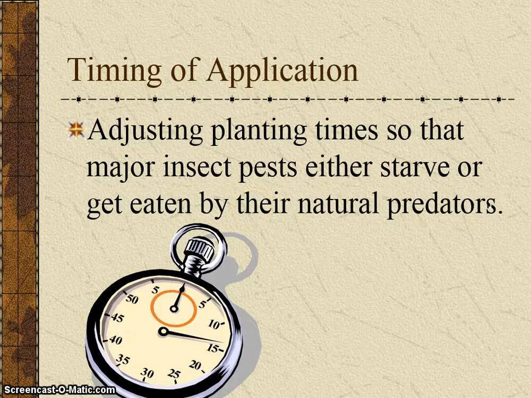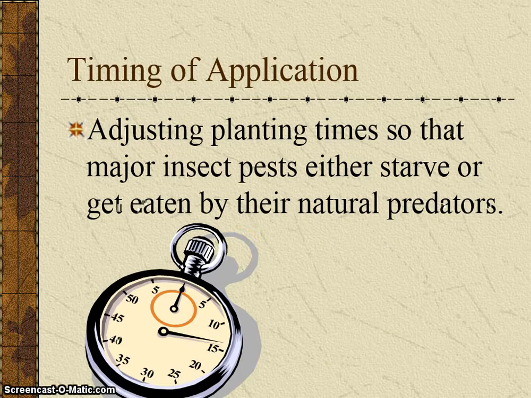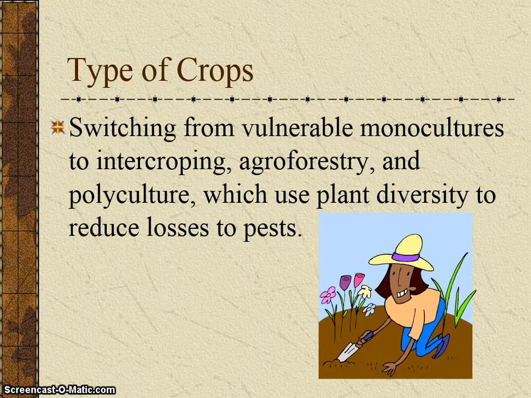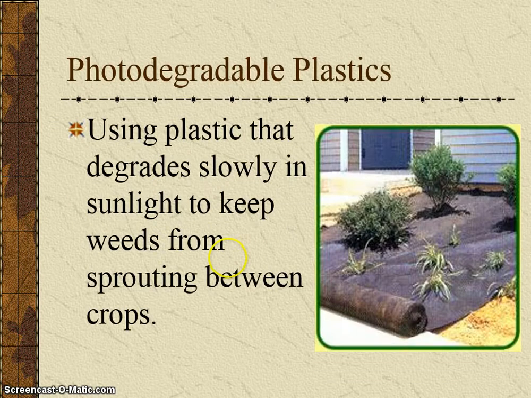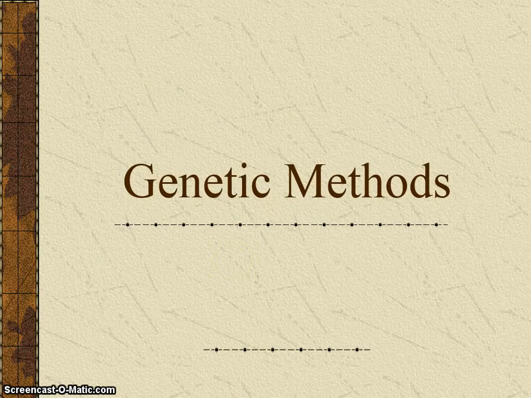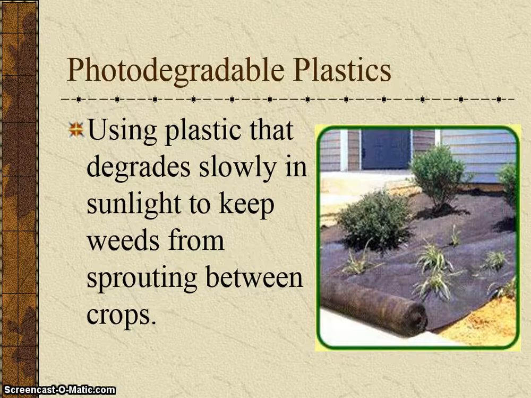You might adjust the timing of your planting or of the application of any of these methods so that it's specific to the pest that you're trying to reduce, whose population you're trying to reduce. Maybe you choose a type of crop that's a little bit more hardy. So maybe you choose something that's bred for your area. You can choose something that's genetically engineered for your area, and we'll get to that in a second.